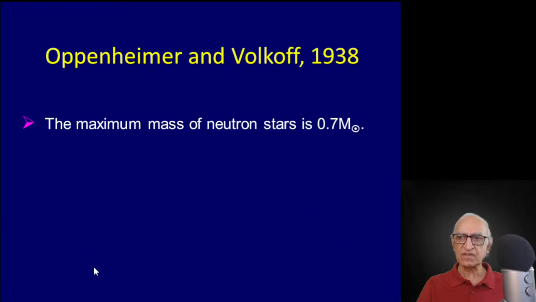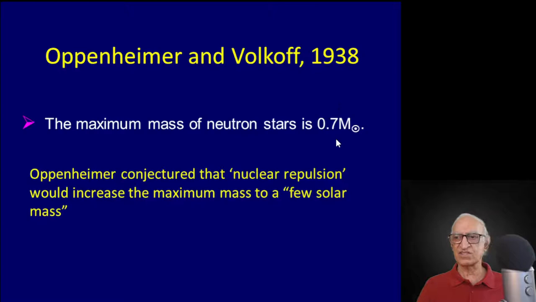Well, Oppenheimer and Volkoff, although they found a limiting mass of 0.7 solar mass, Oppenheimer knew that this result cannot be quite right quantitatively. He knew already in 1938, even though nuclear physics was a very primitive subject at that time, that at very high densities, like 5 times 10 to the power 15 grams per cubic centimeter, which is 10 times the nuclear density of atomic nuclei, the neutrons will be squeezed against one another and they will repel one another because that's the nature of the nuclear force. And that repulsion is going to help you against gravity.